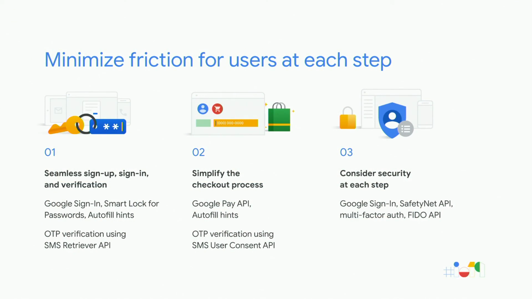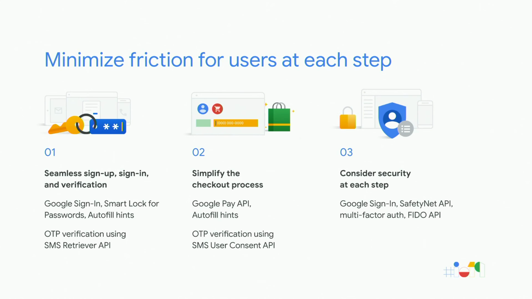All right. So to wrap up, we want to make sure we minimize friction for users at each step of the customer journey. So step one, we want to offer seamless sign-up and sign-in by using Google Sign-In, Smart Lock for passwords, or autofill hints for credentials. We also want to automate the OTP verification process by utilizing the SMS Retriever API.